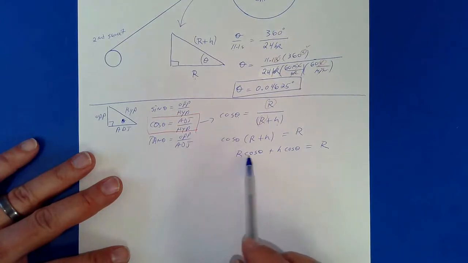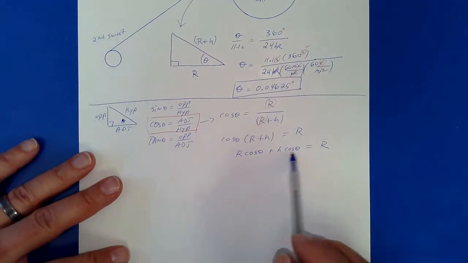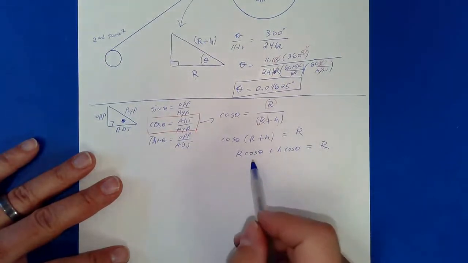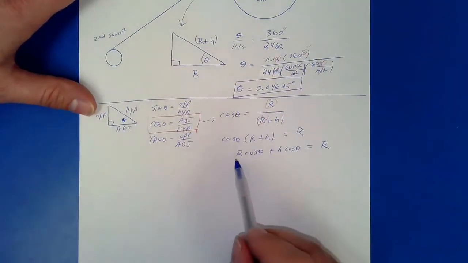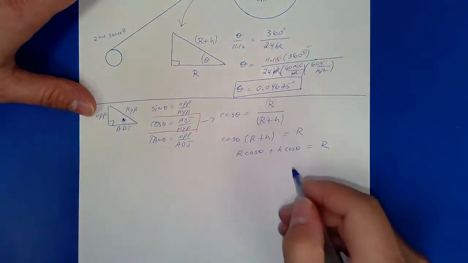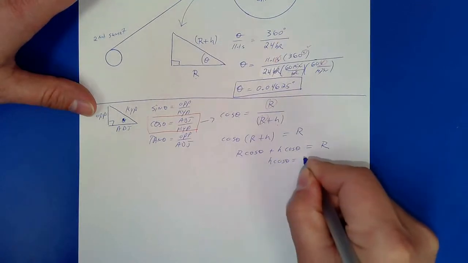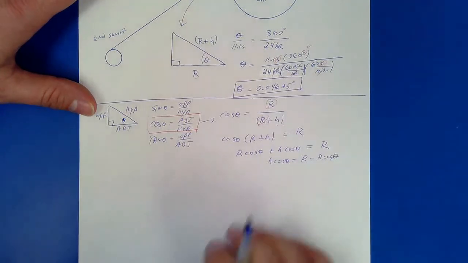Like you could say, if cosine theta came out to 2, then that would be like 2r plus a number equals r. All right, so I have r on the left of the equal sign and r on the right, so I need to collect like terms. So I'm going to subtract this from both sides. When I do that, I get h cosine theta equals r minus r cosine theta.